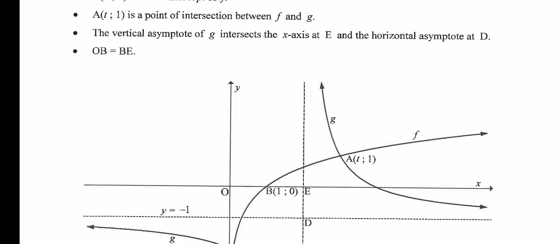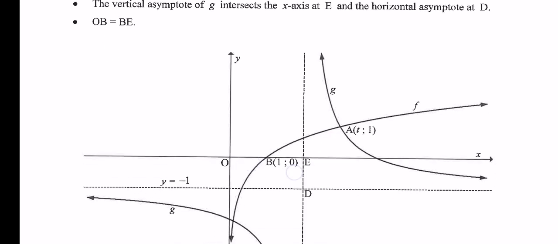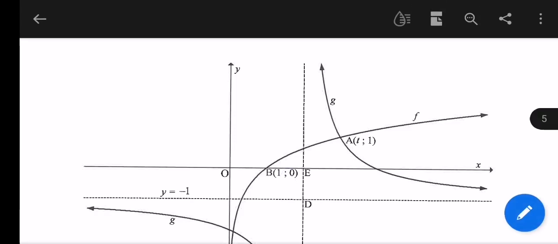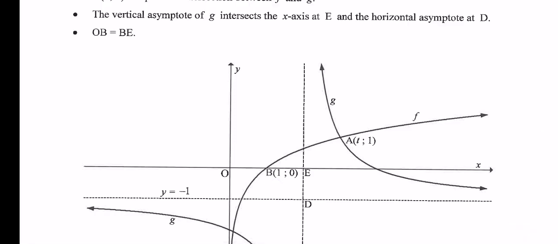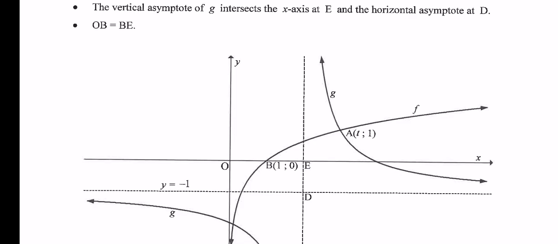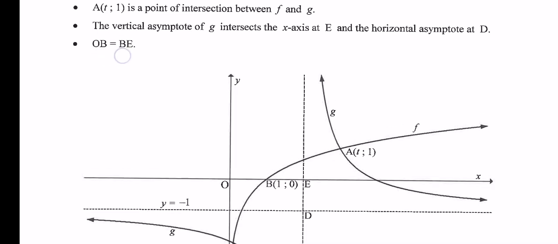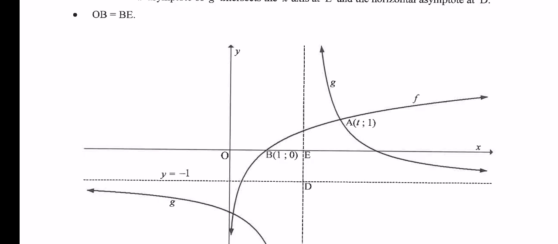Now OB equals BE, very important. OB equals BE, the distance between this and that are equal. So from the origin to point B, the distance there is 1 unit. Since this distance equals BE, from B to E is also going to be 1 unit. So it means that point E is (2, 0). We already have point E from the statement that we are given.